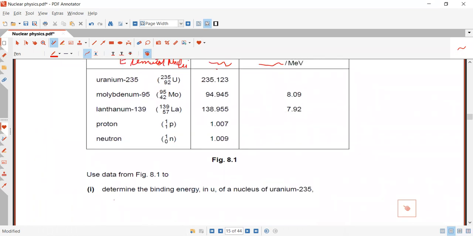We are going to first calculate the mass defect. The mass defect is going to be delta M, and it's going to be the total mass of the nucleons, that is 92 times 1.007 plus, how many neutrons are there? 143, I think, yes, times 1.009, minus the mass of the nucleus, which is 235.123. So we've already done it. I just did it for you for your revision.